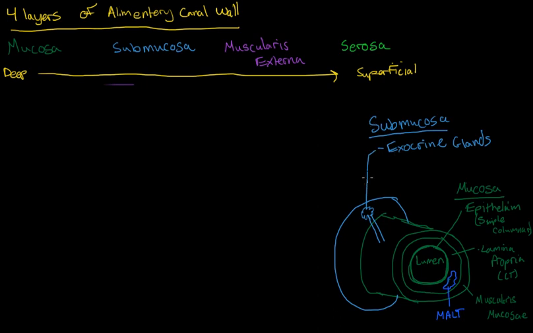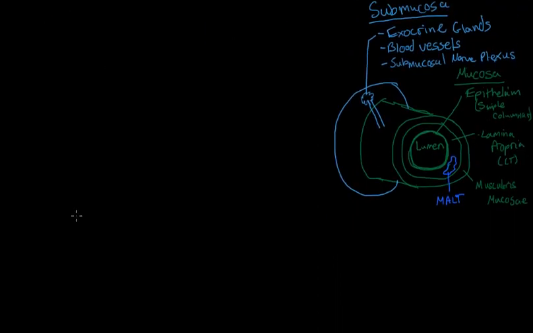It's also going to have blood vessels. And nerve tissue. Specifically, it's going to have the submucosal nerve plexus. Submucosal nerve plexus. And you're going to have two of these nerve plexi in your alimentary canal. So nerve plexus. First one, like I said, is the submucosal.